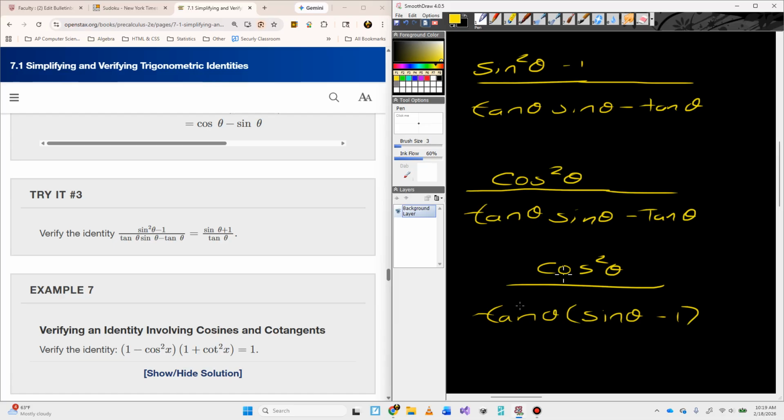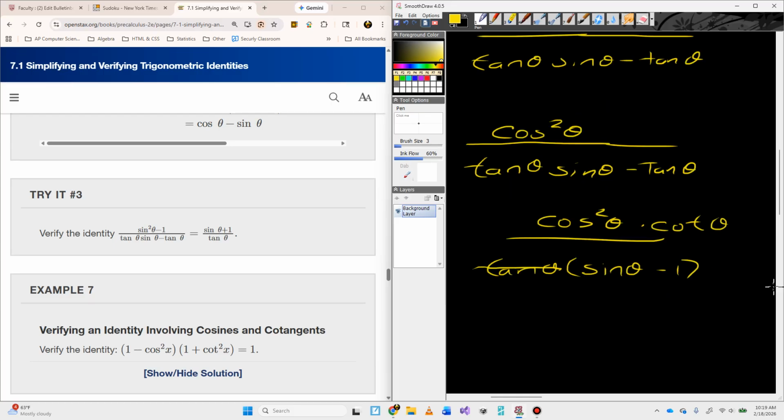Well, I can rewrite tan theta as sine over cosine, and it's possible that I could rewrite this as cotangent. I could take this out here and rewrite this as times cotangent, and cotangent can be rewritten as cosine over sine. Is that going to get me anywhere, though? I don't think so. So that's not going to get me anywhere.